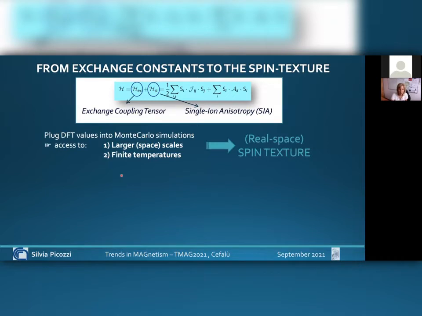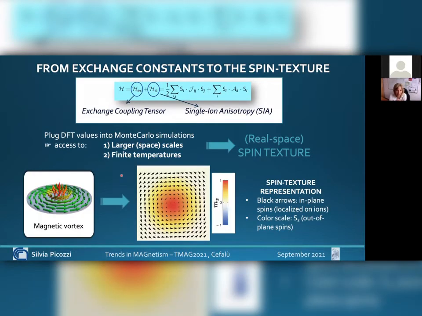Okay, so now what we did is use this exchange matrix and also add a single-ion anisotropy term, which we can also estimate from first principles, and we use this Hamiltonian in a Monte Carlo approach. This is to explore finite temperature and also larger scale simulations, which we cannot afford by DFT. So we did Monte Carlo and we explored the spin texture in our system.